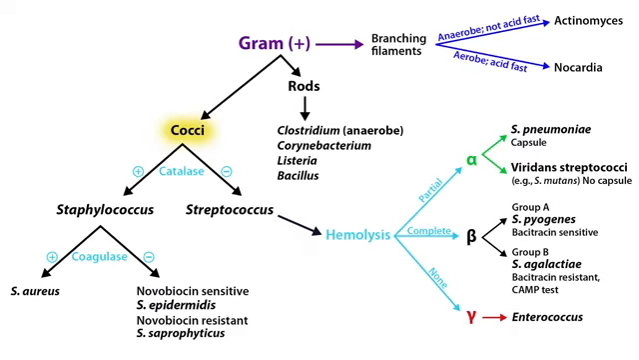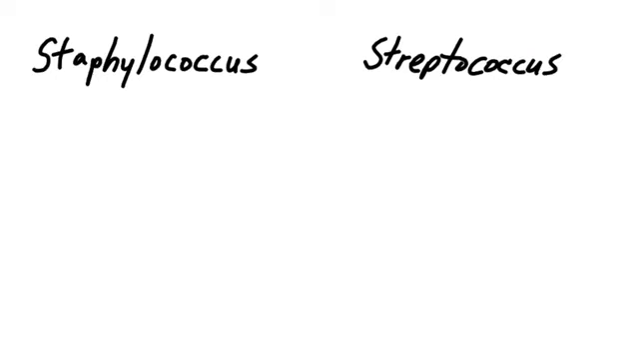Let's follow the cocci down that algorithm. Now, when we're talking about gram-positive cocci, we're usually talking about Staphylococcus or Streptococcus. So a good first step is to decide if this gram-positive coccus is strep or staph. One way to differentiate these two is by the organization of the bacteria underneath the microscope.